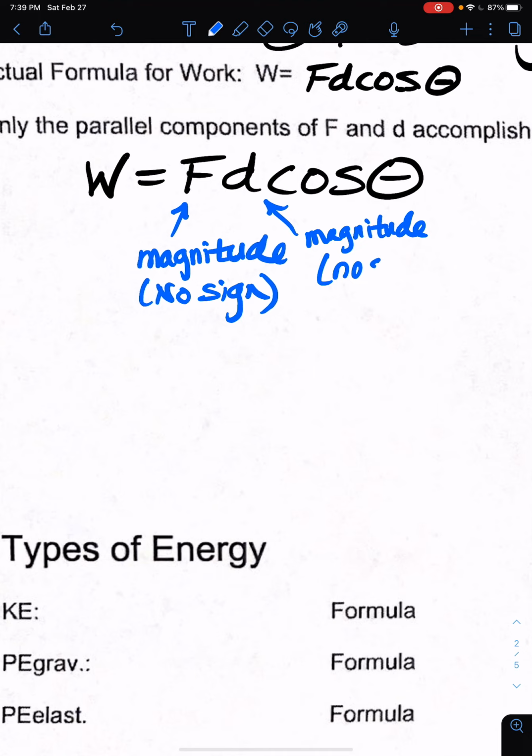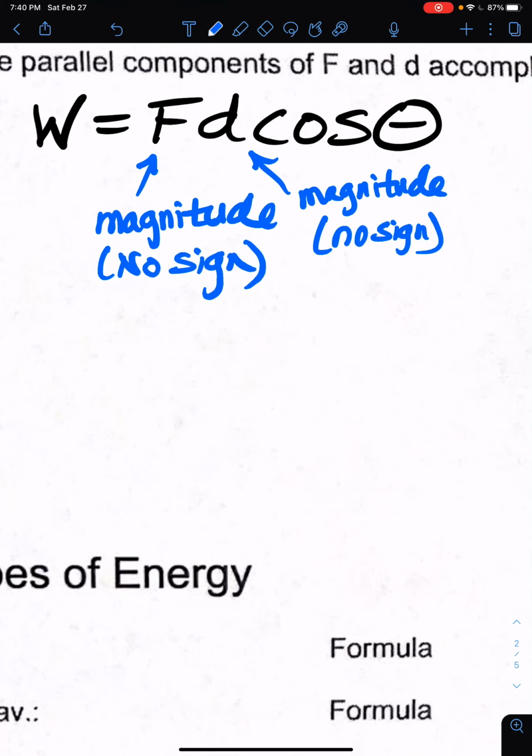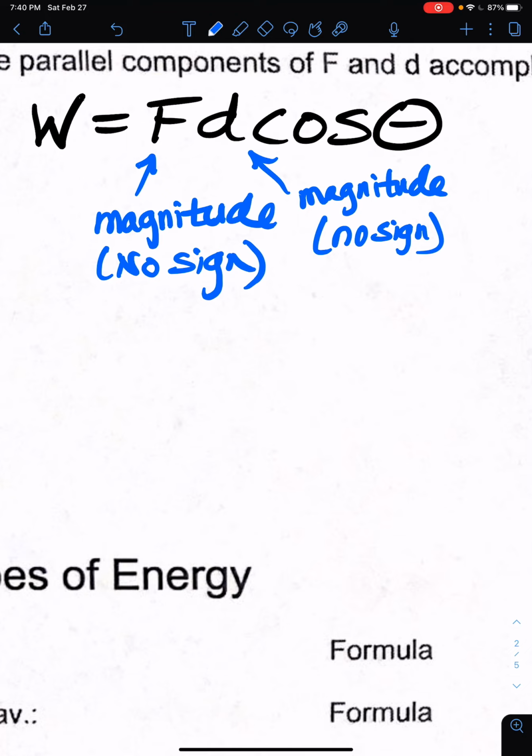So when you use this formula, you will never put a sign on force, right? I don't care if the force is pointed left or down or whatever. Do not put a sign on force. The same with distance. I don't care if it's pointed left or down. Do not put a sign on it. So we only use the magnitudes for F and for D. So you might say, well, a second ago you said work was negative. Where does the negative sign come from? It comes from the cosine of theta.